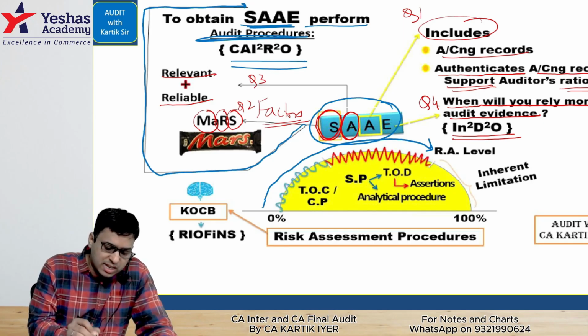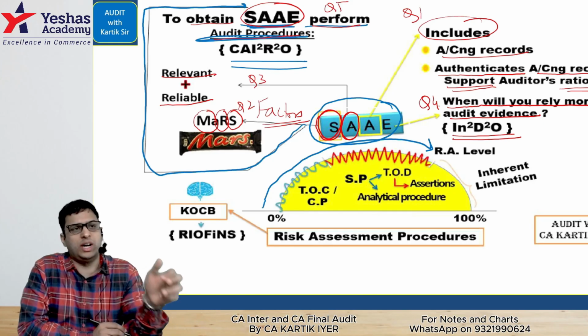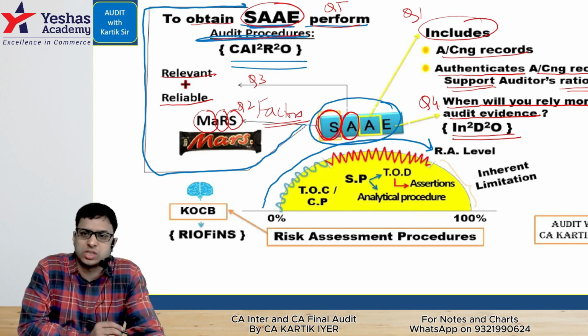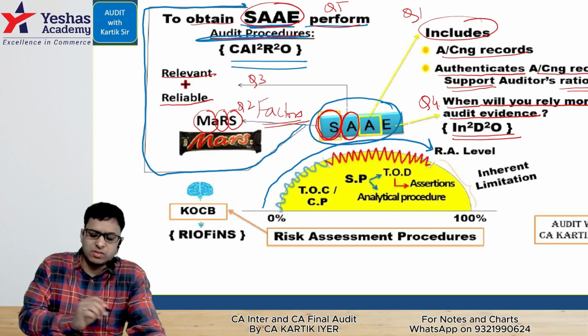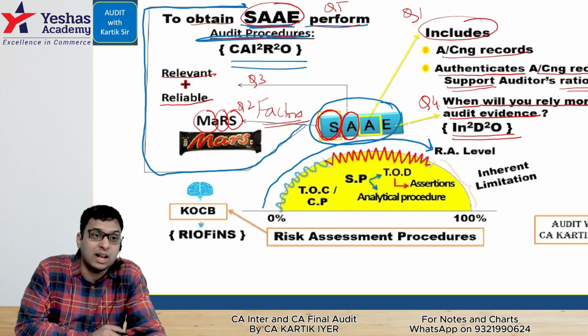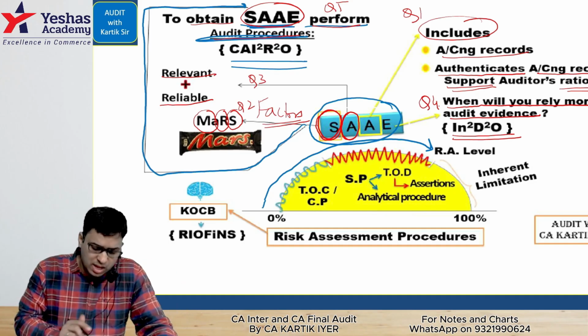Question number five. Sir, in order to obtain sufficient appropriate audit evidence, the auditor will perform which audit procedures? That is question number five. We had CAIRO: confirmation, analytical procedures, inspection, inquiry, reperformance, recalculation, observation. Simplest area. So this chart covers 5 questions of SA 500. In total, remember, there are 11 questions. This has 5 questions out of 11 in SA 500.